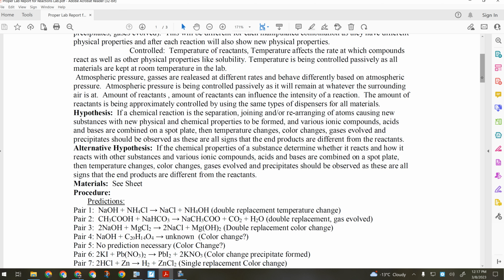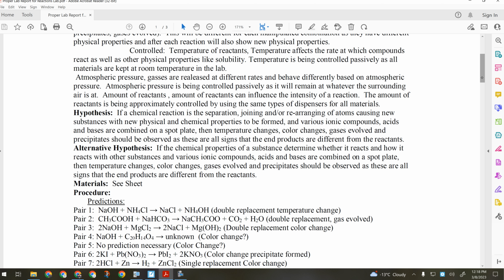The first one is the one that's more like what I said in class, and that is the if part. In class I said, quote, Dalton's atomic theory, because he has a very good definition of what happens in a chemical change. So if a chemical reaction is the separation, joining, and/or rearranging of atoms, causing new substances with new physical properties to be formed. Here's the if part. That's what happens in a chemical reaction.